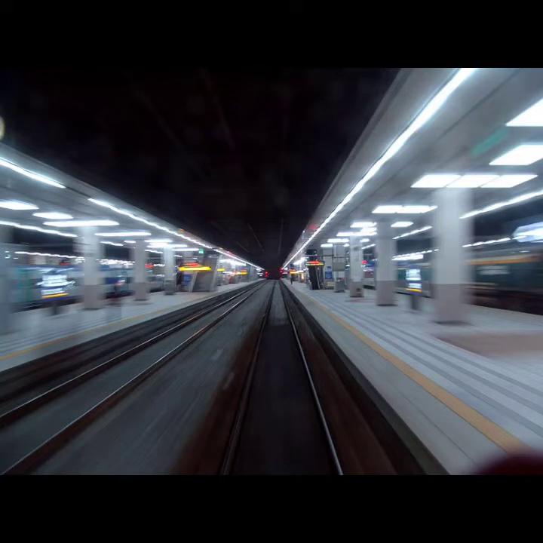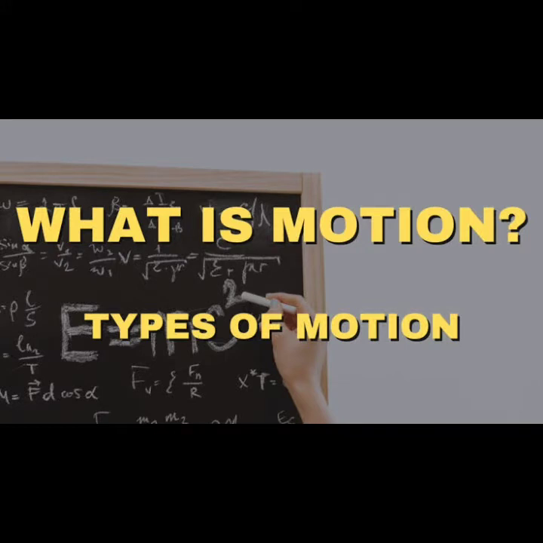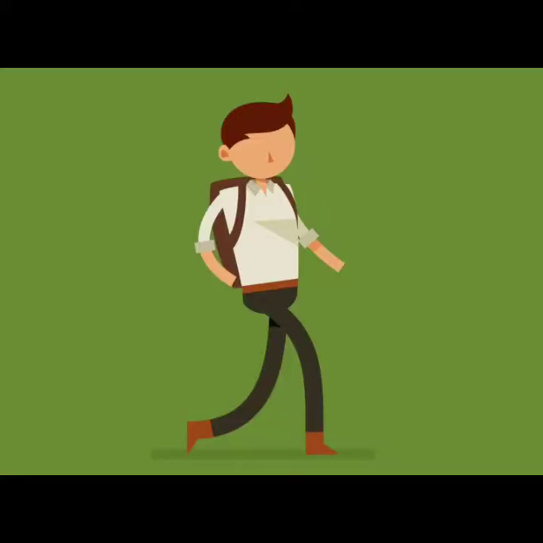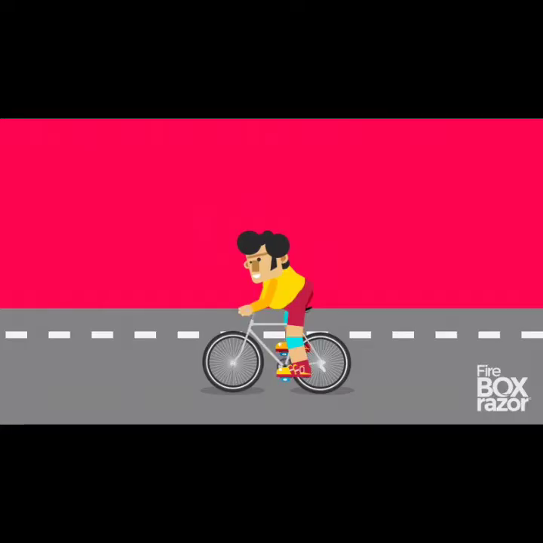Hello students. Today we discuss a new chapter, that is motion and measurement of distance. So the first question is, what is motion? Motion means it is a phenomenon in which an object changes its position. Motion is mathematically described in terms of displacement, distance, velocity, acceleration, speed, and time.